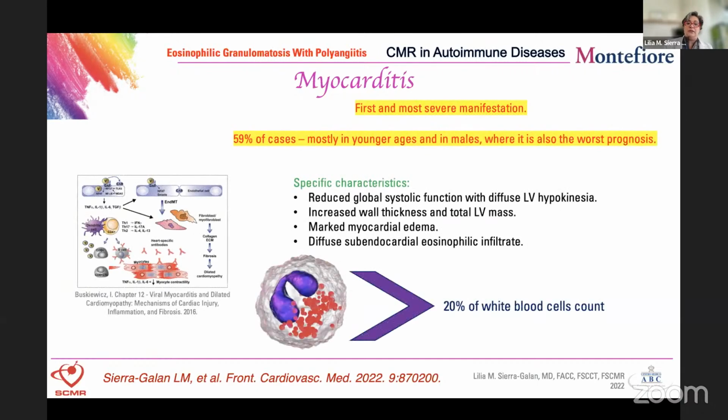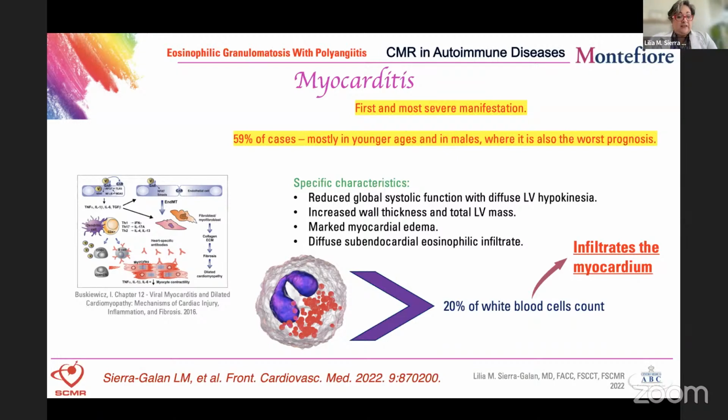And the myocarditis could be the first and the most severe manifestation, in 59% of the cases. Mostly these are younger patients and mostly males, where it also has the worst prognosis. So we really need to look for this. And the myocarditis is even worse if we have more than 20% eosinophils in the white blood cell count. Those patients are those who have eosinophils infiltrating the myocardium.